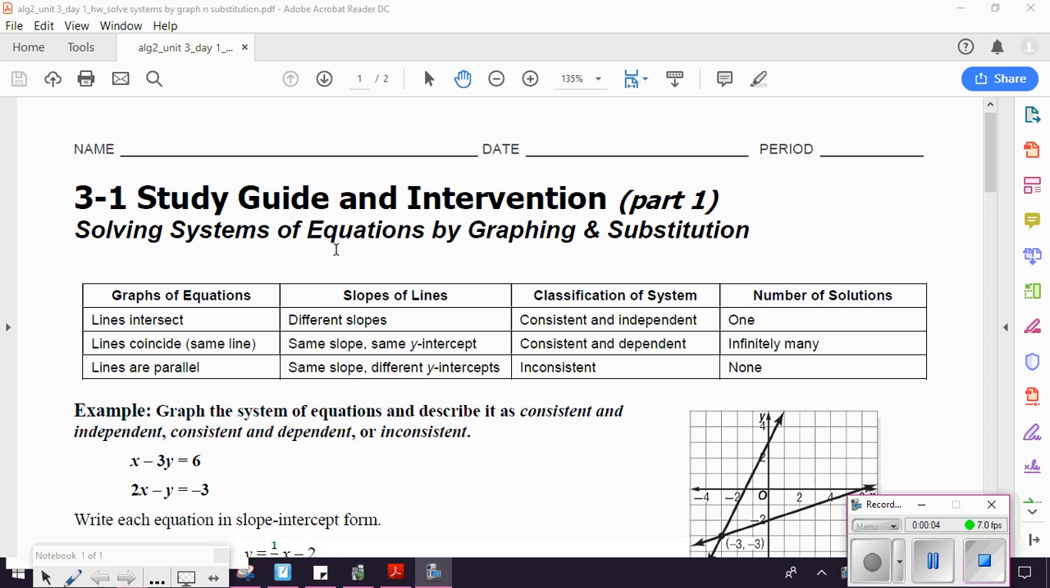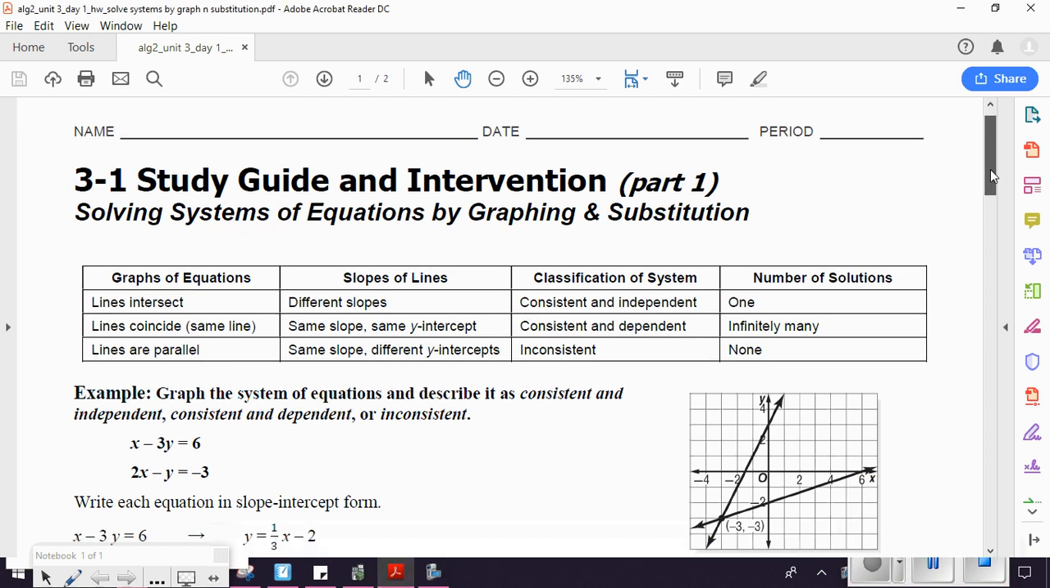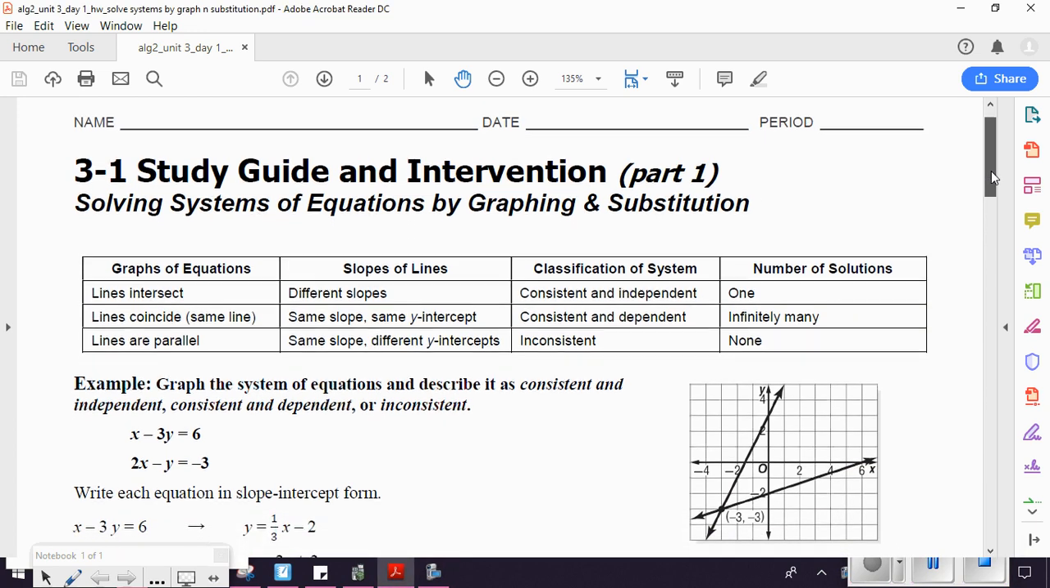3-1, Part 1, Homework Tutorial. On the front side, I'll do the odd problems. On the back side, I will do the evens with you.